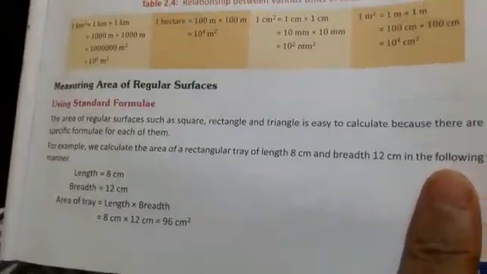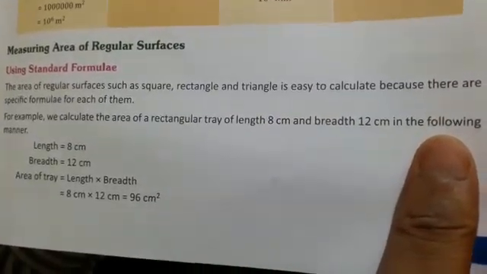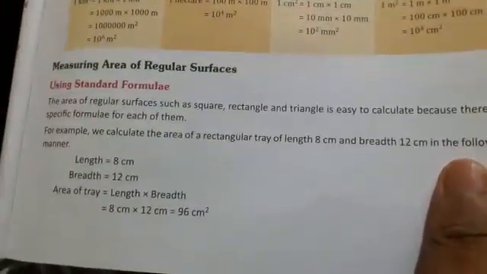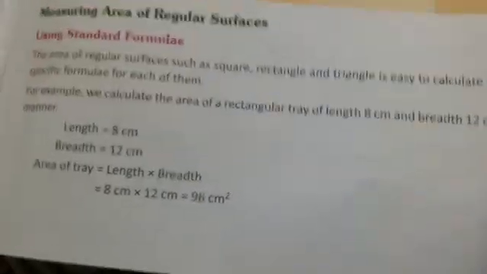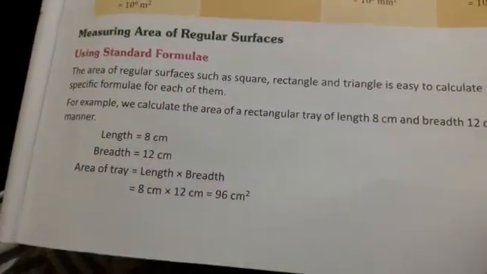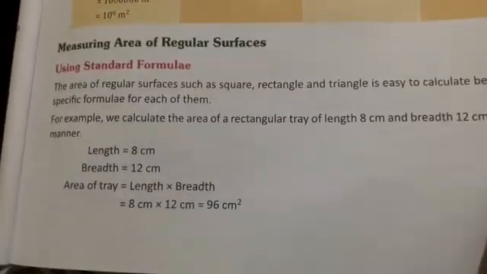For example, we calculate the area of a rectangular tray of length 8 centimeter and breadth 12 centimeter in the following manner. Length is equal to 8 centimeter, breadth is equal to 12 centimeter, then area will be length into breadth, that is equal to 8 centimeter into 12 centimeter, which is equal to 96 centimeter square.